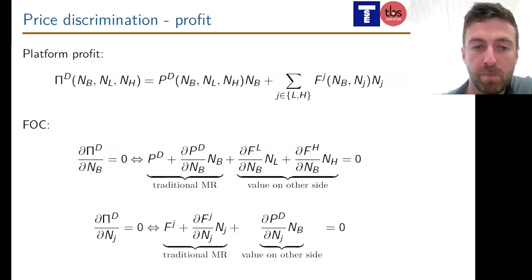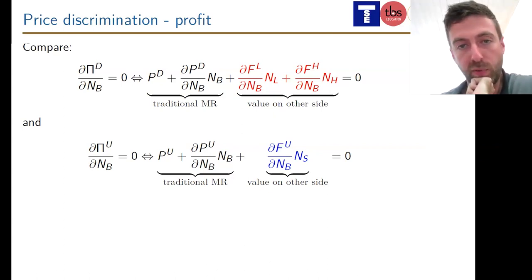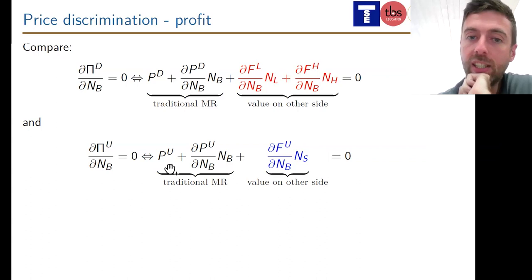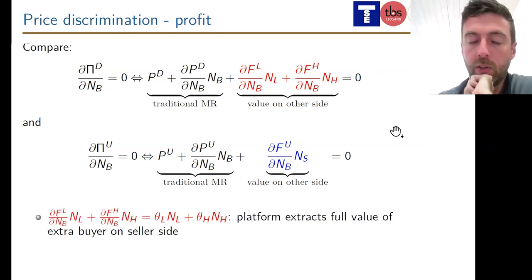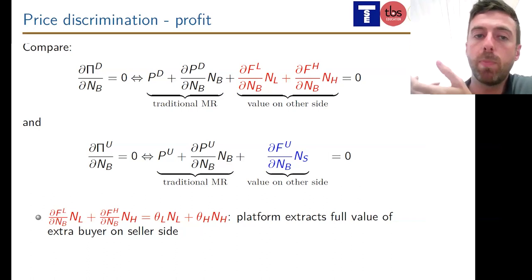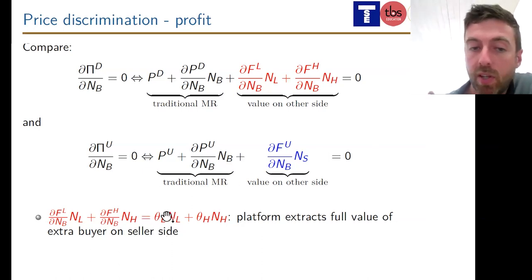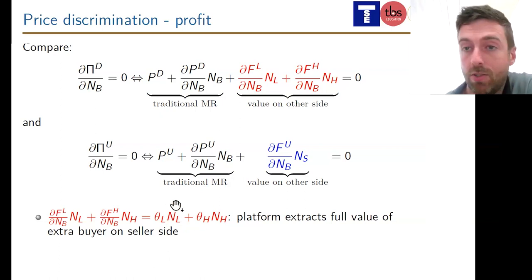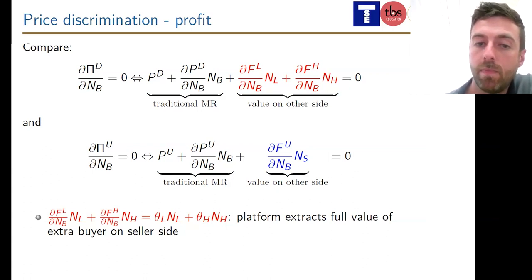The first order condition for the sellers does not change compared to the case with the uniform pricing. So now what I want you to do is look at these two expressions. So this is the first order condition under price discrimination, and this is the first order condition under uniform pricing. You see that the first term is the same as traditional marginal revenue, but the second term is different. So the red expression is how much value the platform can extract under price discrimination for each new buyer that it attracts. And so basically, a very simple observation that we make, and that's going to generate our results, is that the platform is better able to extract the value of an extra buyer on the seller side, right? Because now it will extract the full value.